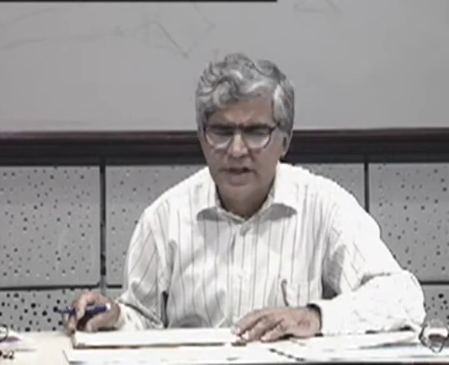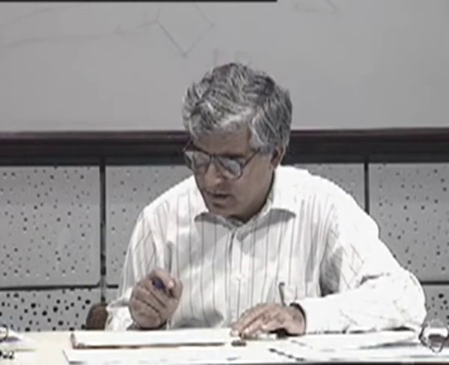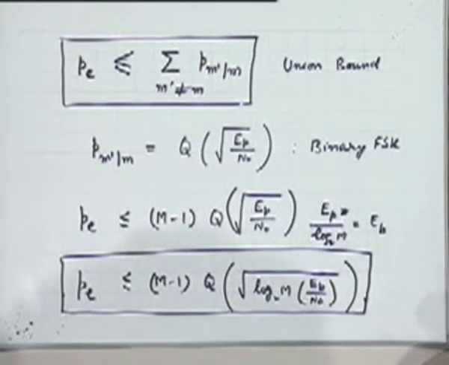So how do you correlate with M? It's not directly correlated, right? Then how do you take it? P m prime given m is equal to Q of root of E_P by N0. Okay, this result, what I'm saying is precisely the same as, it has to be the same as what we obtained for the binary FSK case. But now the distance between the two signals will matter.